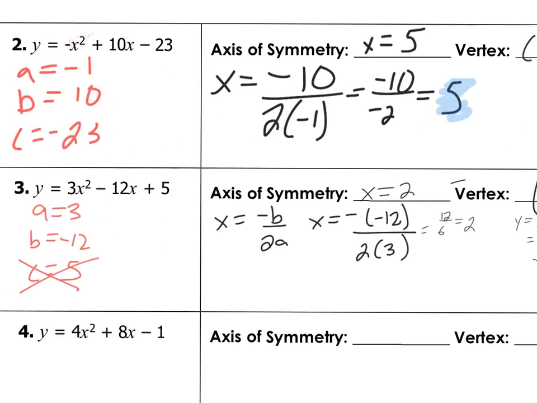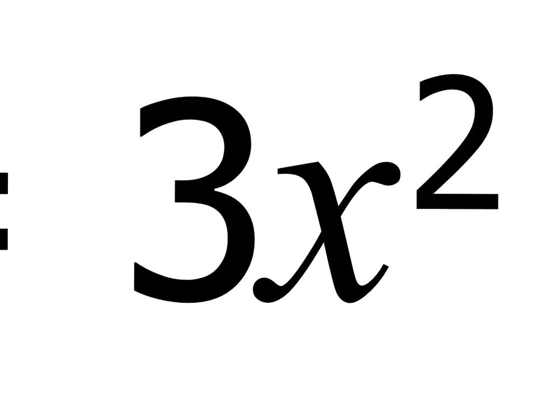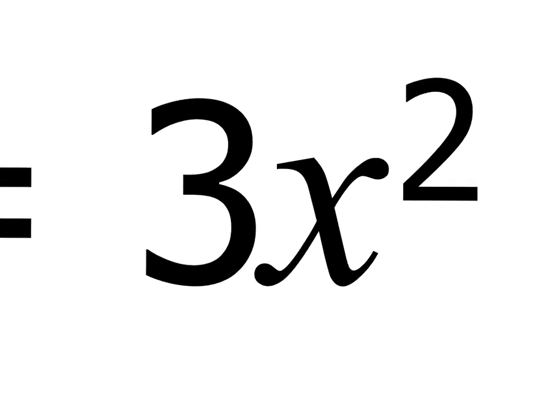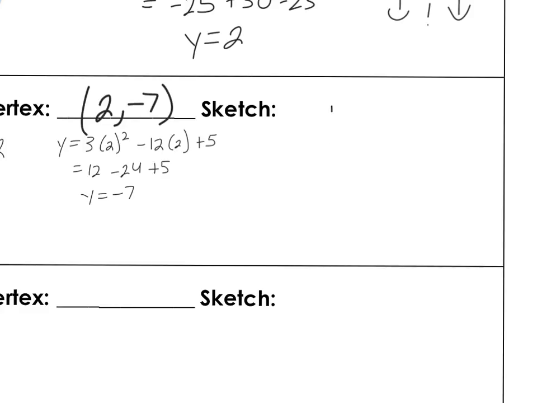Well, let's do our sketch. First, we need to see if it's going to be opening up or down. Well, if you look at that A there, that's a positive A. That's a positive 3. So that tells us that it's going to be opening up. All right, we also know that our axis of symmetry is going to be right at x equals 2.